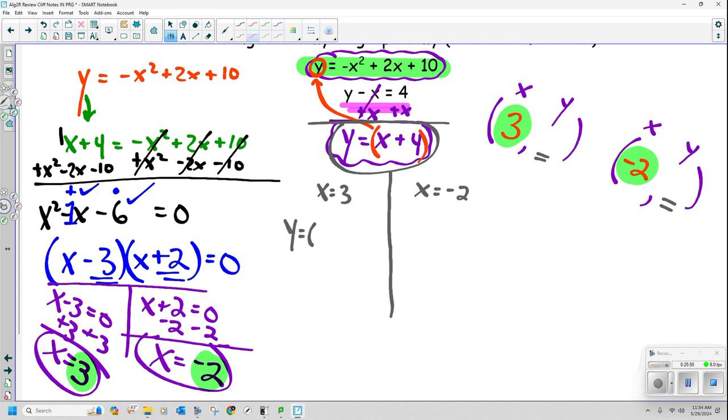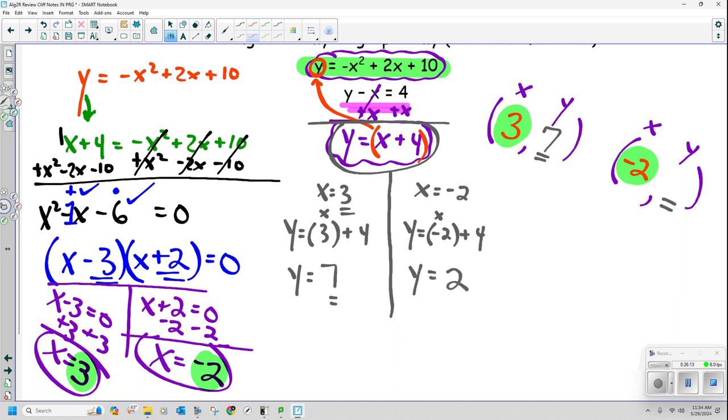Y equals x plus 4. Well, 3 and 4 is 7. So when my x is 3, my y is 7. There you go. I found one of the coordinates. I'm just going to do the same thing for -2. Y equals my x value, which is -2, plus 4. If I take -2 and add 4, that gives me a +2. When my x is -2, my y is +2.